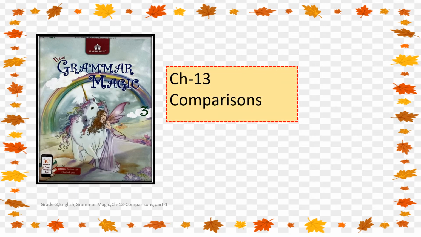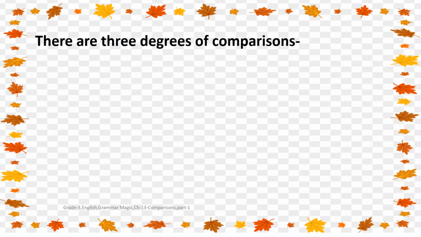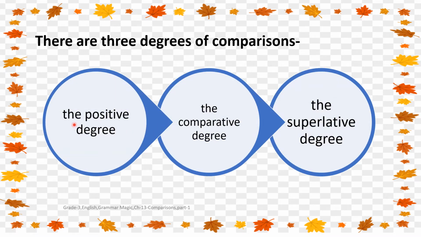Chapter number 13, comparisons. Children, let's see what are comparisons. There are 3 degrees of comparison. First one, the positive degree. Second, the comparative degree. Third one, the superlative degree. So children, these are the names of degrees of comparison.